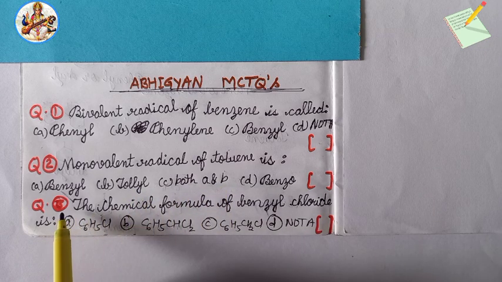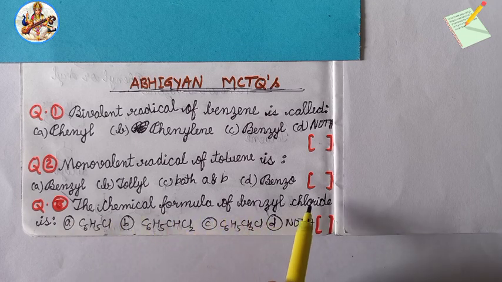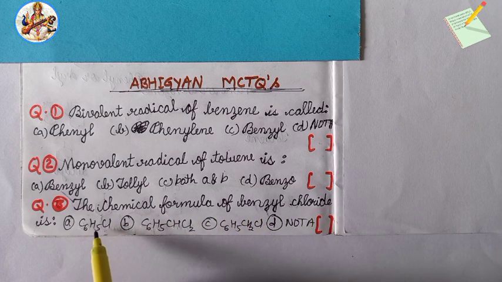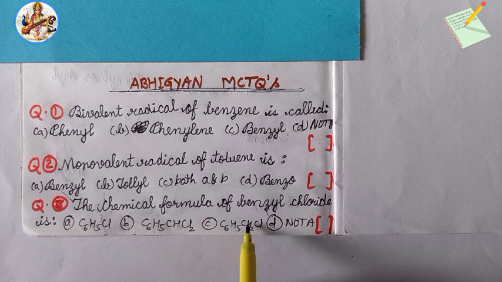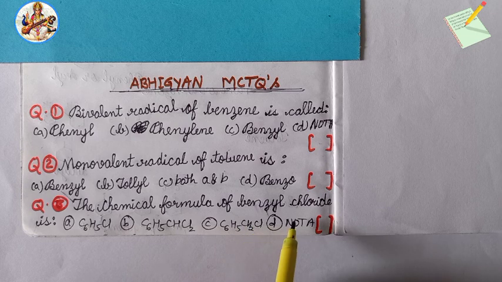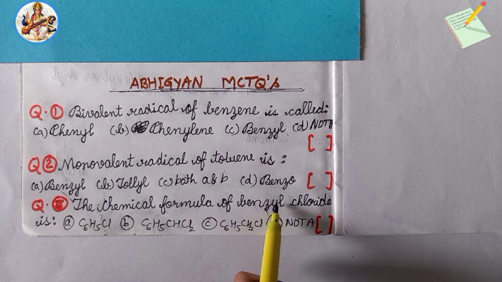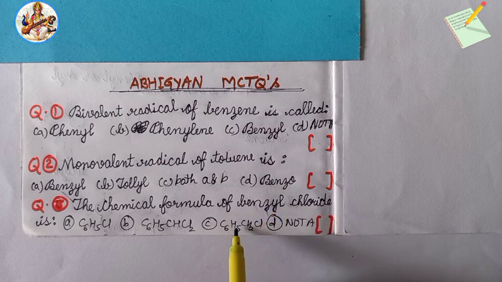Now next, third question. The chemical formula of benzyl chloride is: C6H5Cl, C6H5CHCl2, C6H5CH2Cl, none of the above. Benzyl chloride. We know that the -yl suffix is used for a monovalent radical, so the answer will be option C.